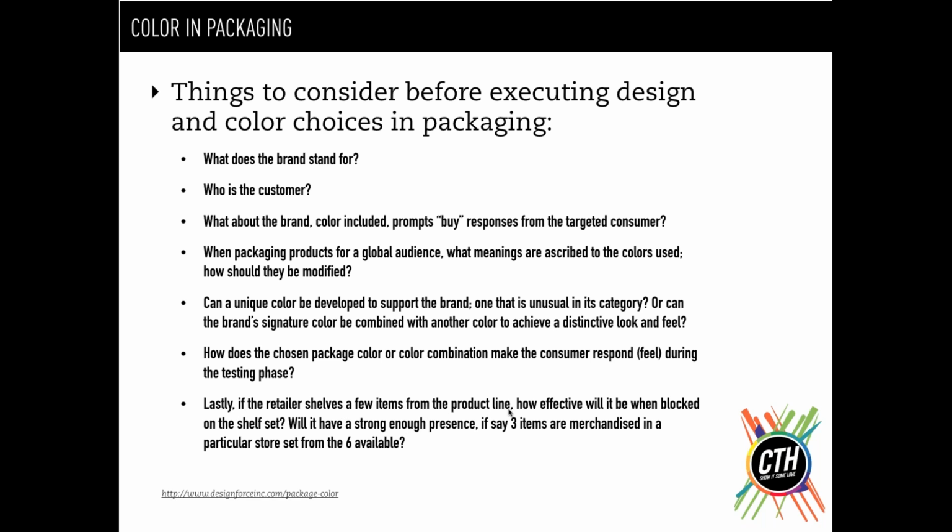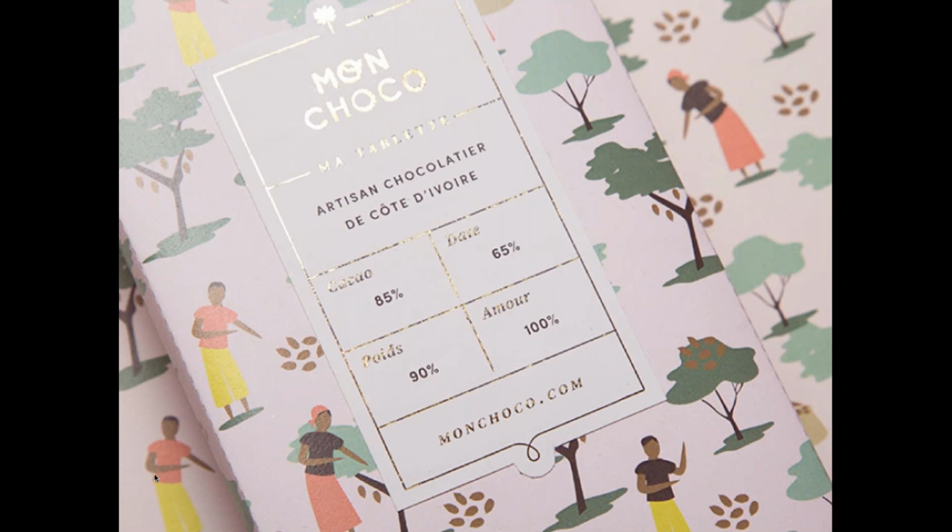Lastly, if the retailer shelves a few items in the product line, this is if you had a line of products and they all sort of work together, but you're not doing that, so that's not really a matter. So you're pretty much set up for professional package design. Let's look at some more examples.